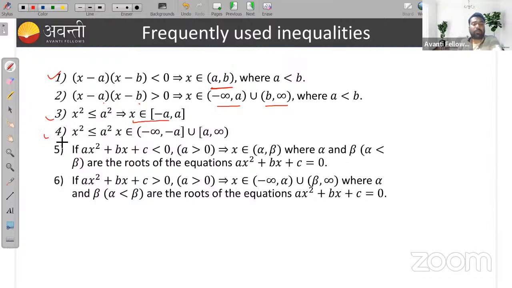This is not x square is less than or equal to a square. That is, the solution result will be x belongs to minus a to a, right? There is some mistake here, okay, leave it, okay.